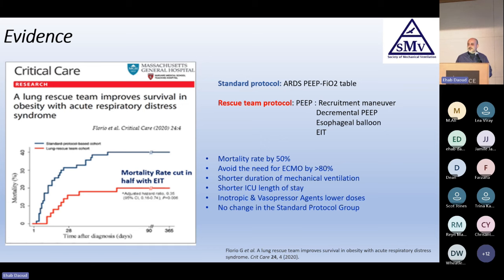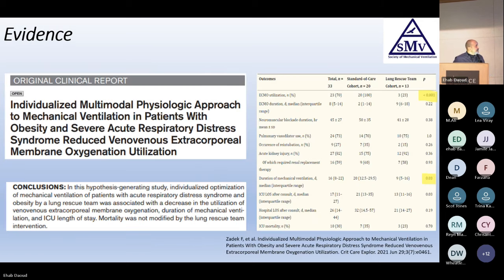When you reduce mortality by 50%, I mean, God bless you. So we'll be happy if we reduce mortality by like 5%. Okay, so this is almost a very similar study to the rescue trial also, but they looked at reducing the venovenous extracorporeal membrane oxygenation. And if you notice here, I highlighted in yellow, all they found is reduced amount of ECMO utilization and duration of mechanical ventilation. No change in mortality or anything.